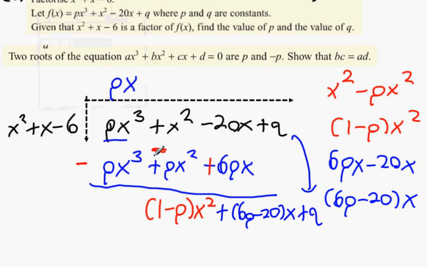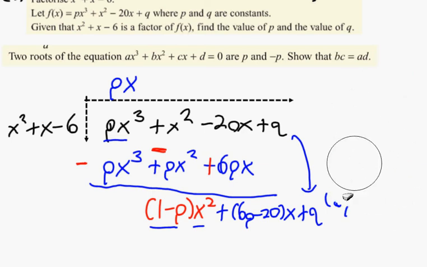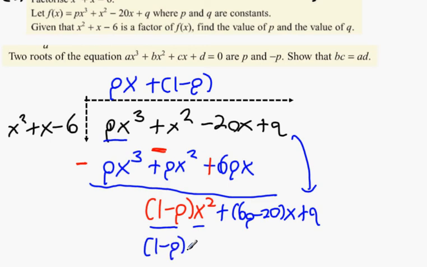Next part is, what we can do here is we can say, we're going to look at 1 minus p x squared. How many times does x squared go into 1 minus p x squared? It goes in 1 minus p times. So plus 1 minus p. Multiply everything by 1 minus p. That's going to be 1 minus p x squared. 1 minus p by x is going to be 1 minus p times x. And then finally 1 minus p times minus 6.